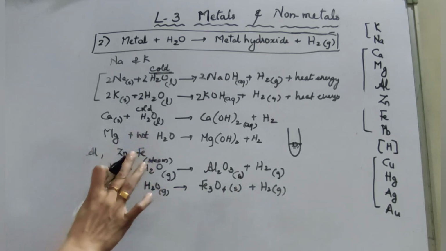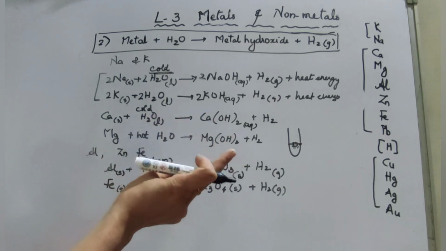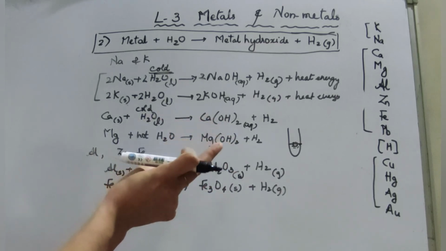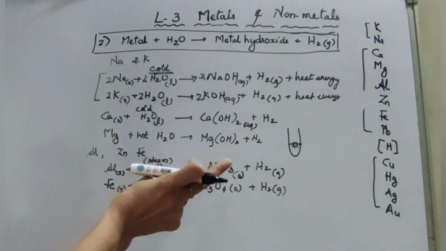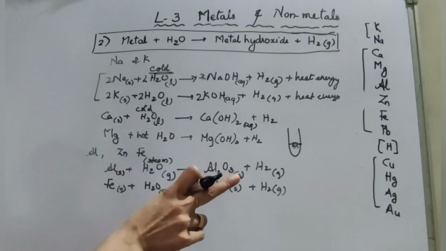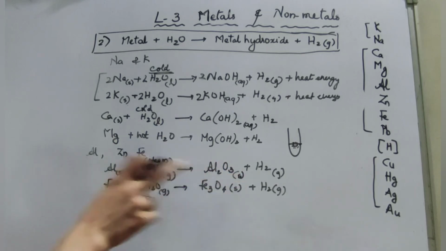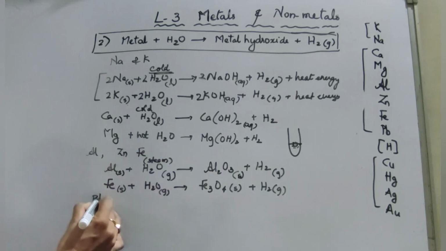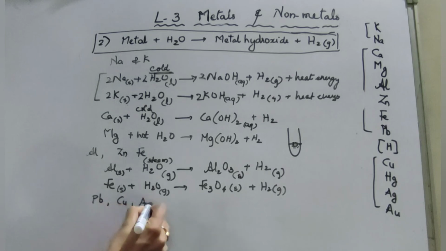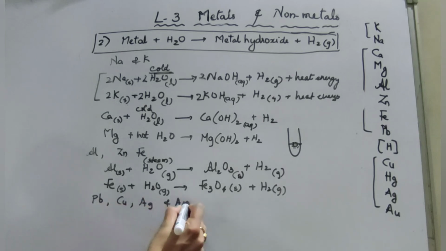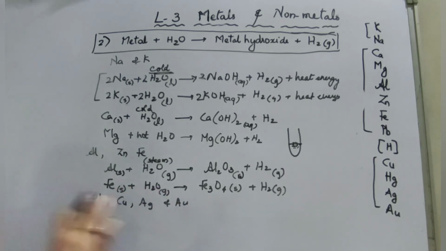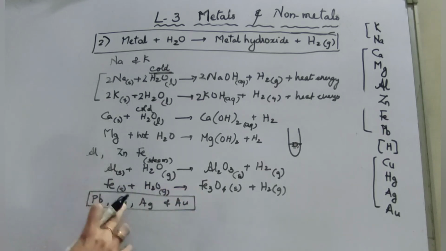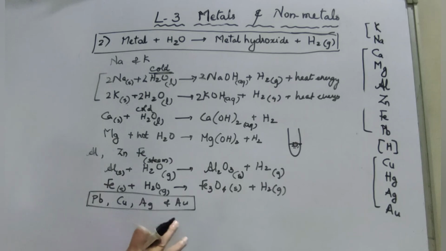That is the middle reactivity series. Next, in the case of lead, copper, silver and gold, we don't take mercury, they do not react with water at all. So which are the metals? Lead, copper, silver and gold do not react with water at all. It is very important to remember this.